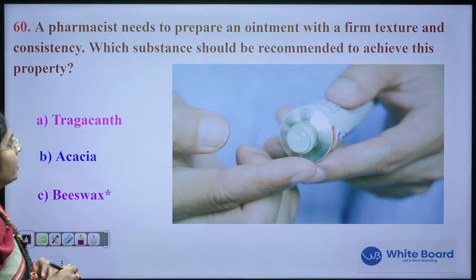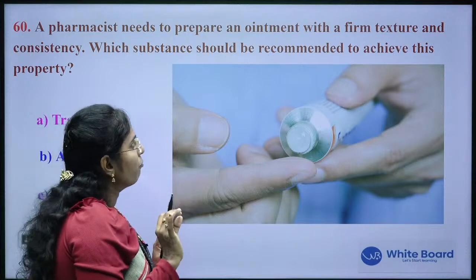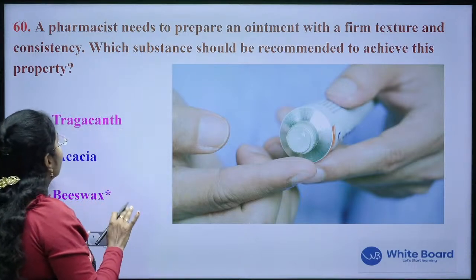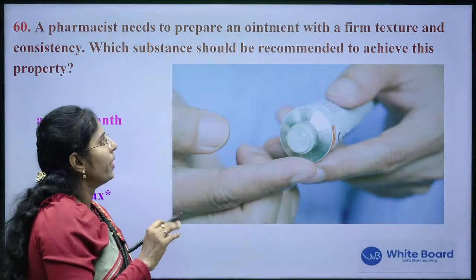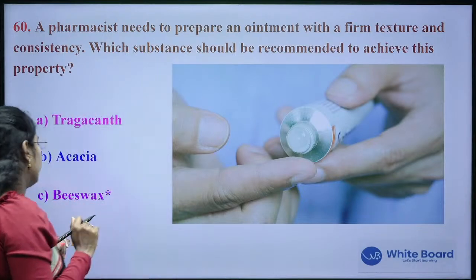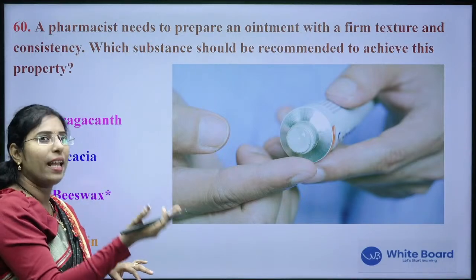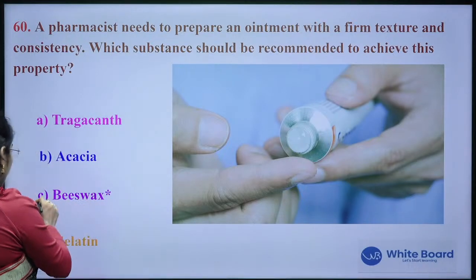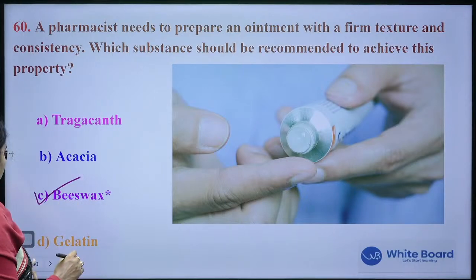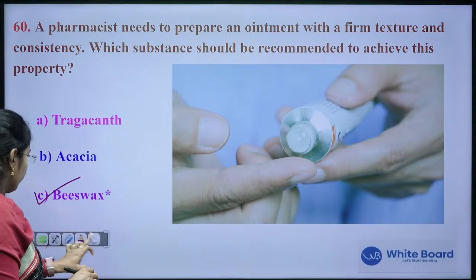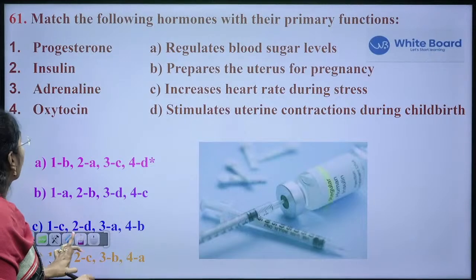A pharmacist needs to prepare an ointment with a firm texture and consistency. Which substance should be recommended to achieve this property? Just now we have seen, beeswax is used as a thickening agent. So here beeswax is the correct answer for this one. Coming to the next question.